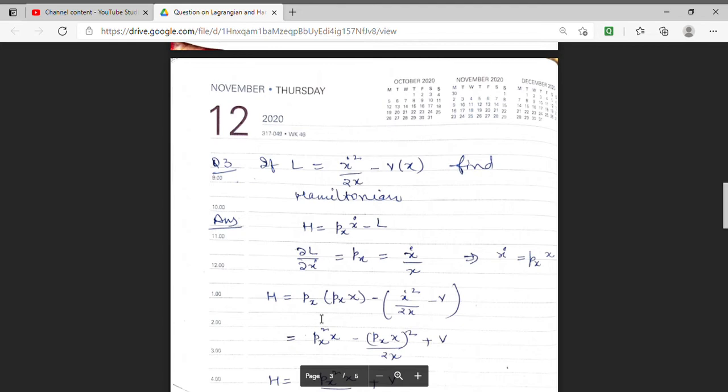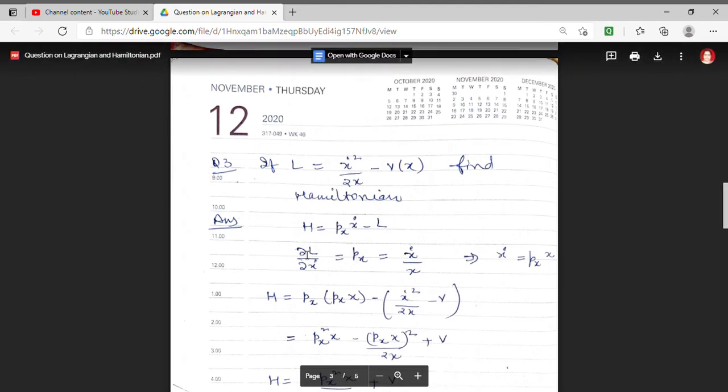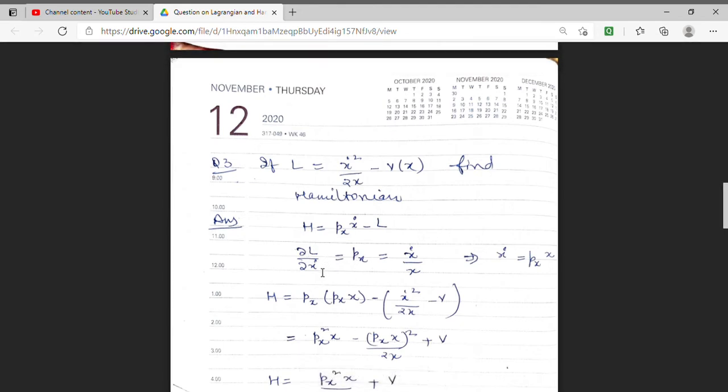Generalized momenta Pj has formula del L by del Qj dot, and for this problem Px will be equal to del L by del x dot, as generalized coordinate Qj equal to x. So differentiating L with respect to x dot, I get it as x dot upon x. From here I can write x dot to be equal to Px into x.